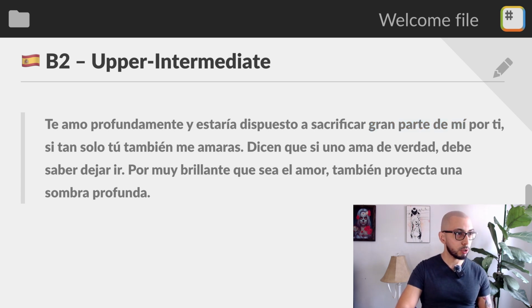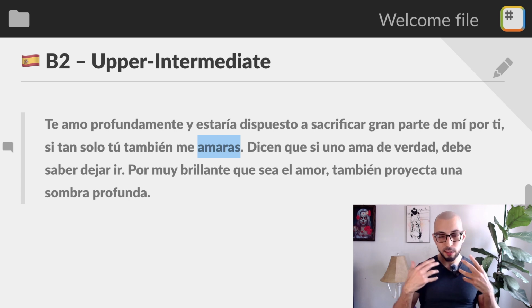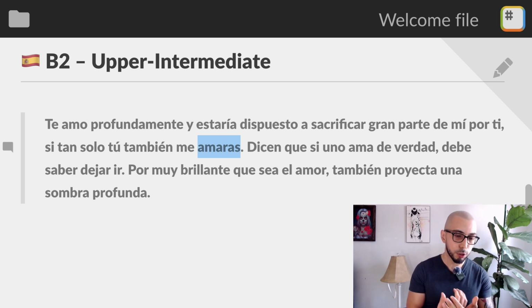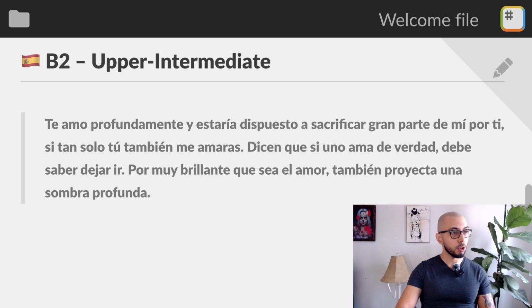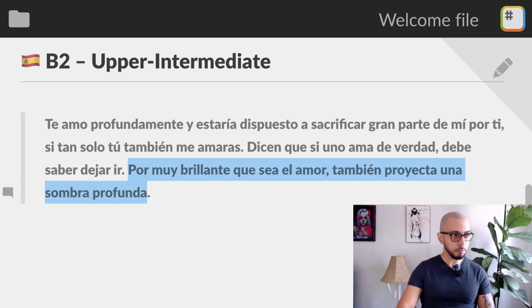And we see the imperfect subjunctive here as well, which is very fitting. Again, love is an intense desire, an intense emotion. When we talk about emotions and desires and hypotheticals, the subjunctive grammatical form is specifically designed to capture and communicate these types of ideas. The last sentence here, I think, is also characteristic of the B2 level. I'll read it again. Por muy brillante que sea el amor, también proyecta una sombra profunda.